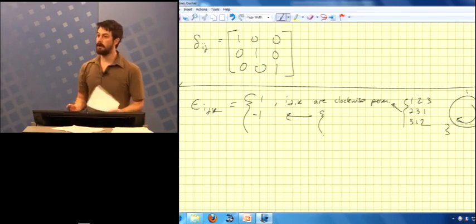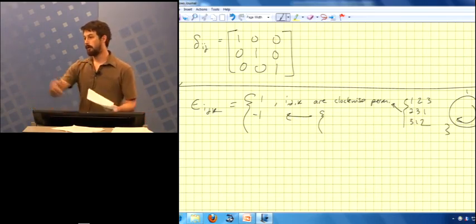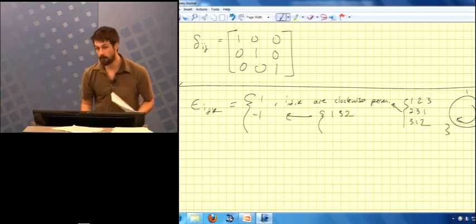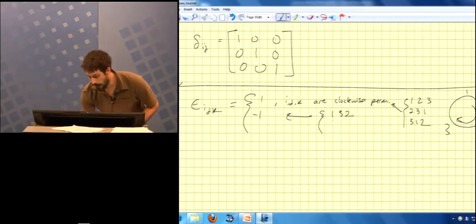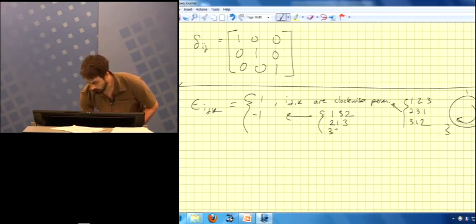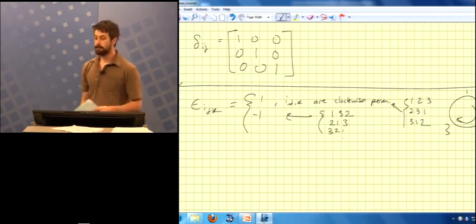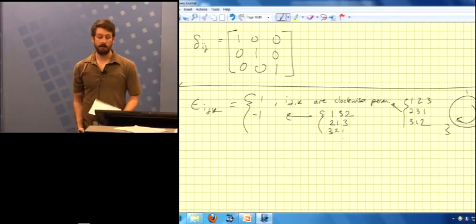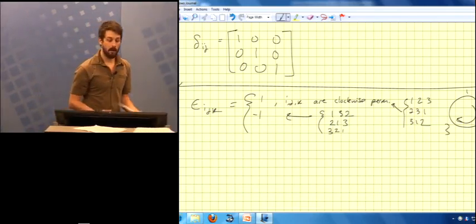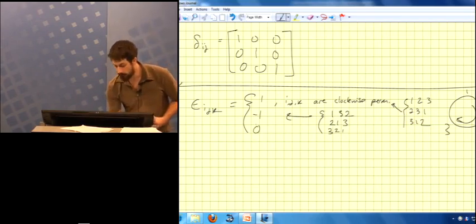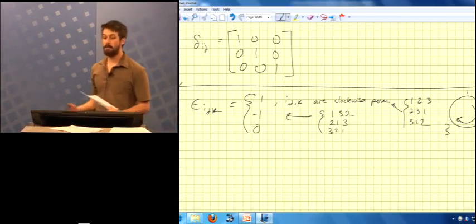These would basically be whenever it's out of order, according to this clockwise notation. So we might have 1, 3, 2, or we might have 2, 1, 3, or what would the other one be, 3, 2, 1? If we see these anti-clockwise permutations, then this is equal to negative 1. And for any other case, it's equal to 0. That would be whenever you have repeating indices here.